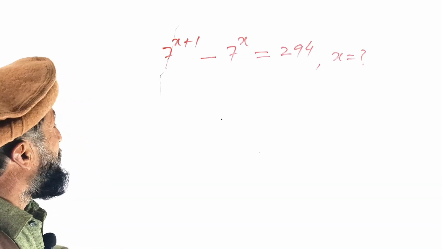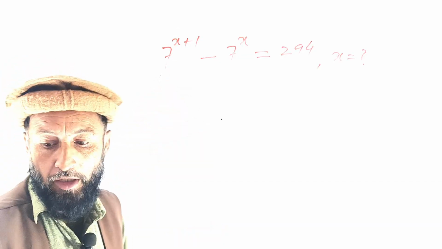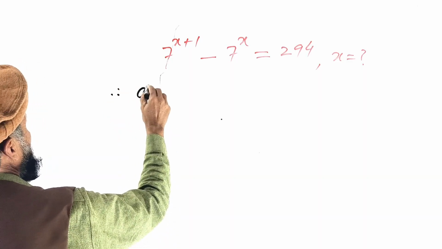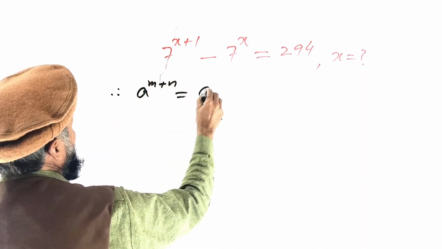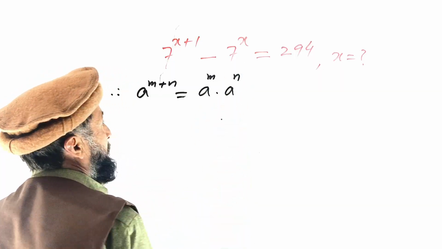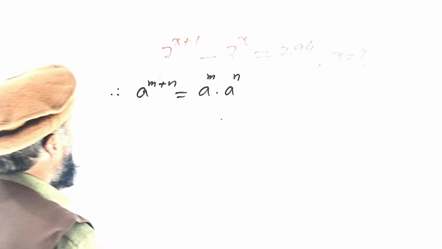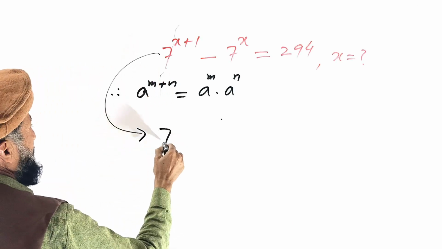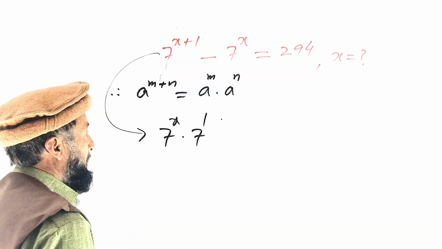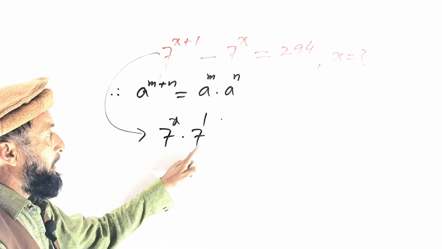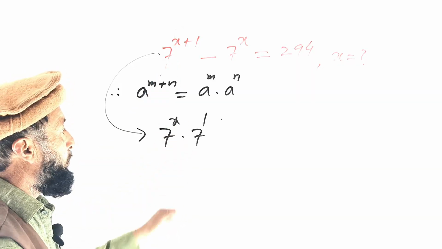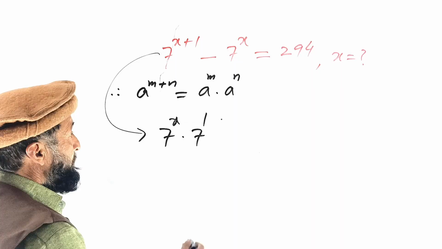So first of all, according to the rule, we can simplify 7 exponent of x plus 1. According to this rule, a exponent of m plus n, we can write a exponent of m times a exponent of n. In case of multiplication, we can add their powers. So similarly, we write this term as 7 exponent of 1 and 7 exponent of x. Because their bases are the same, we take one base and we add their powers.